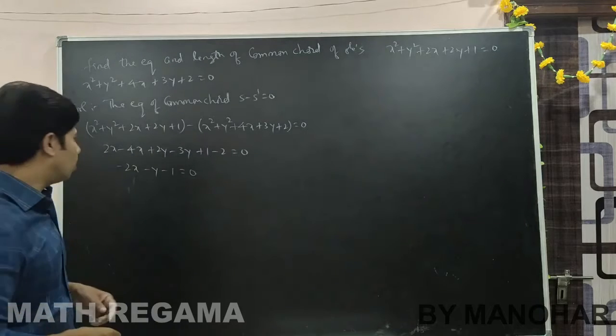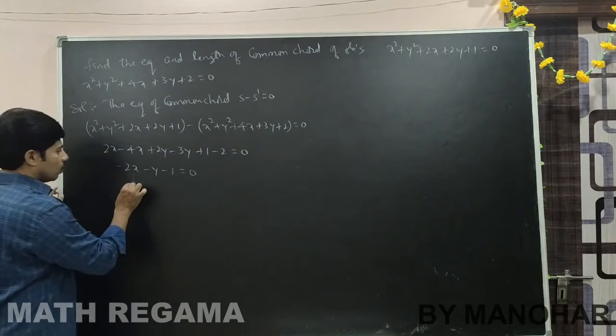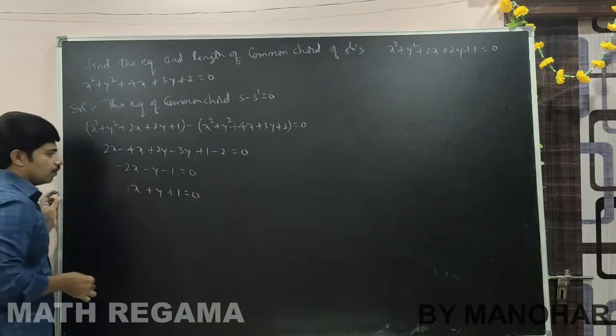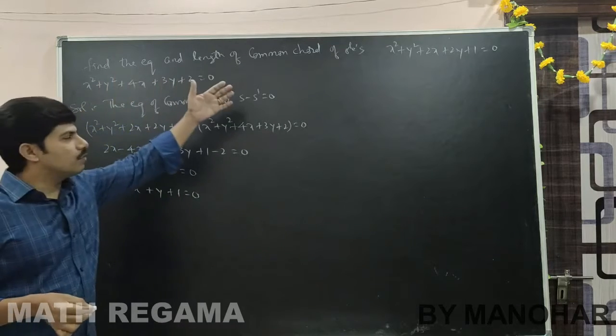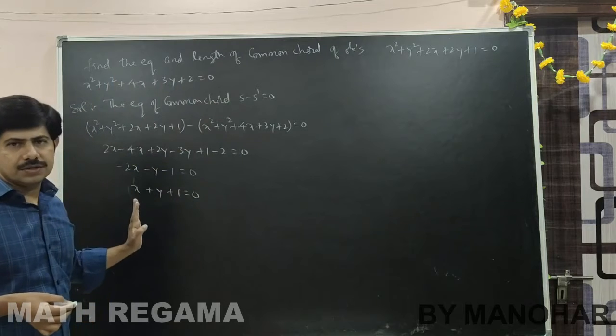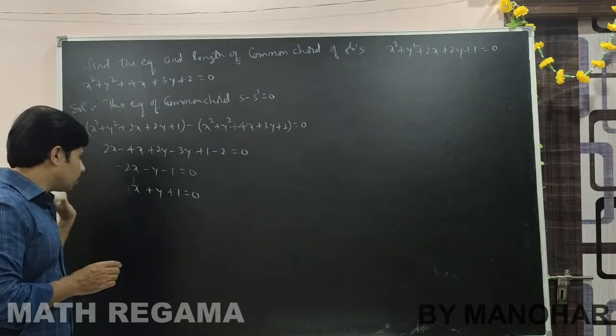I'll take minus sign common. So what is equation of common chord we get is x plus y plus 1 is equal to 0. So find the equation of common chord. So what is equation of common chord we got? X plus y plus 1 is equal to 0. So equation of common chord we got.